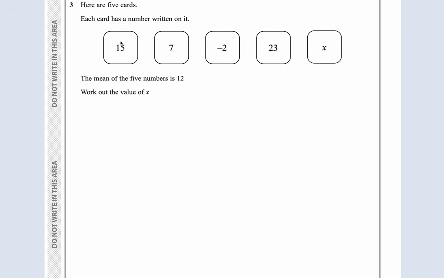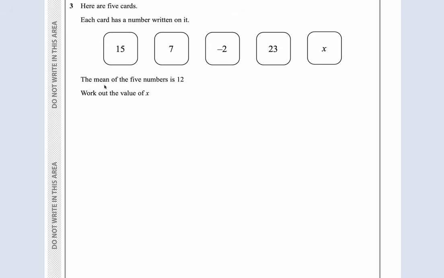Okay. Question 3. Here are 5 cards. Each card has a number written on it. The mean of the 5 numbers is 12. I'm just checking, guys. It's a 3-mark question. The mean is 12. Work out the value of x. Okay, I don't think that's too bad, guys. I can do 15 plus 7 minus 2 plus 23 plus x, all divided by 5, because there's 5 cards. And this has to equal 12, because the mean is 12.